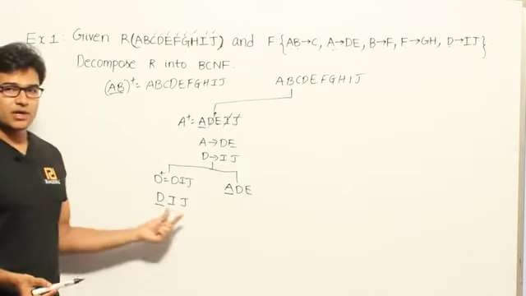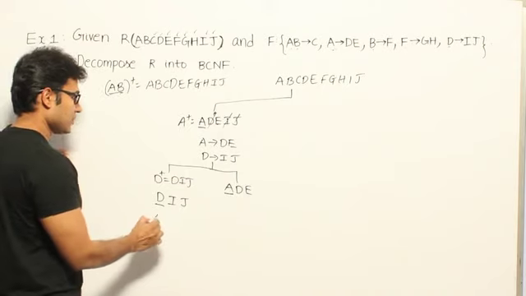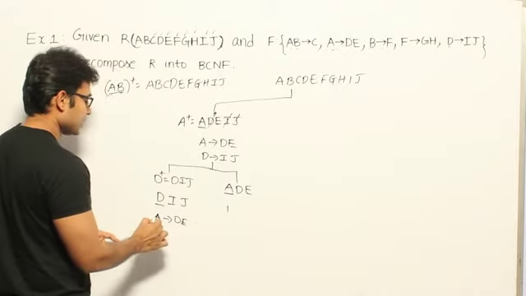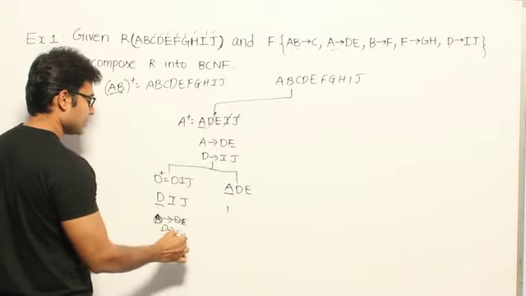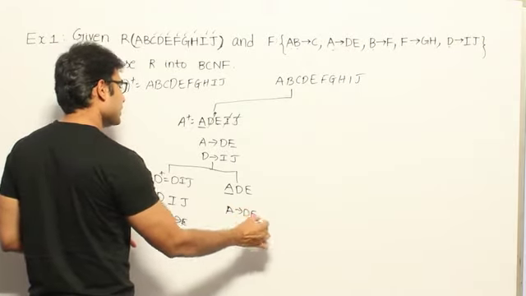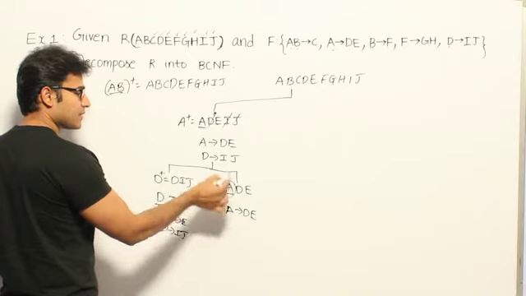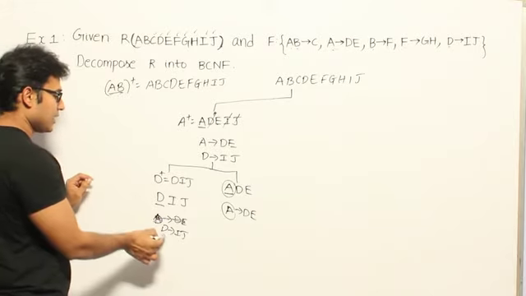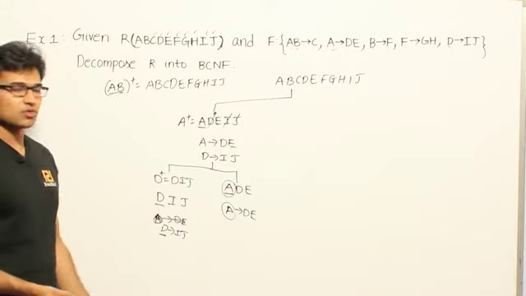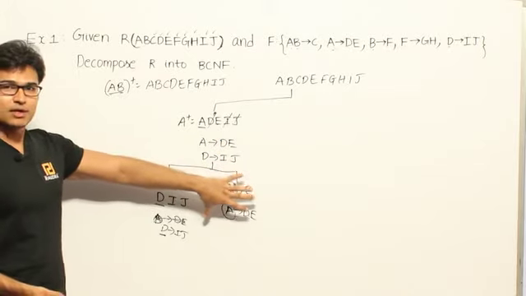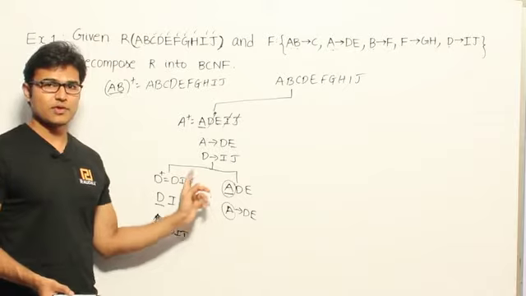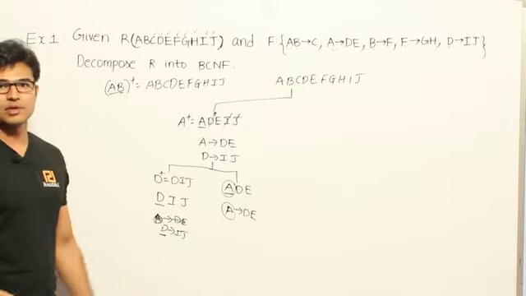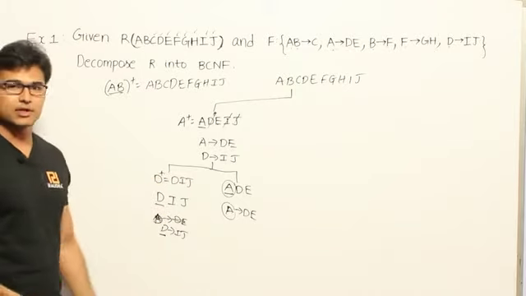Now find out what are the functional dependencies applicable on this. Here it is DIJ, and here it is ADE. Now clearly in ADE the left side is a super key, so no problem with that. Now if you observe DIJ, again the left side is a super key, so no problem with that. So we have decomposed this table in such a way that these two tables are in BCNF. Why? Whichever functional dependency holds on this table, for that functional dependency the left side is a super key. If that is true, then the table is going to be in third normal form.